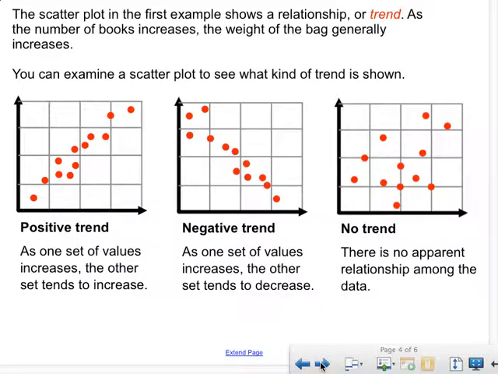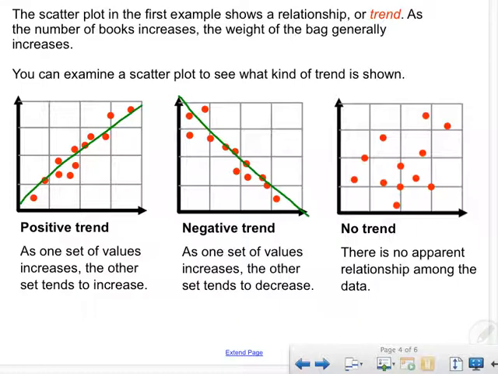So take a look. Here we have the scatter plot in the first example shows a relationship or trend. As the number of books increase, the weight of the bag generally increases. Same with your height and your span, the span from your fingertips to the other fingertips. There's a relationship between that and your height. Now, you can examine a scatter plot to see what kind of trend is shown. This is a positive trend. This is a negative trend. This is no trend.